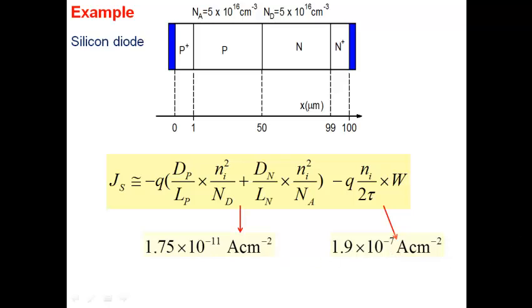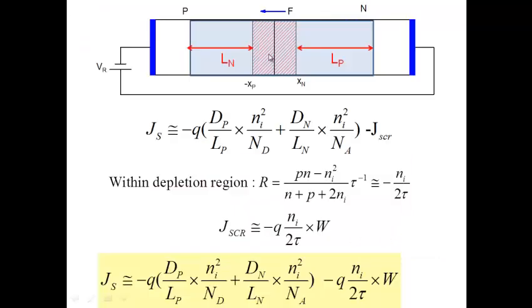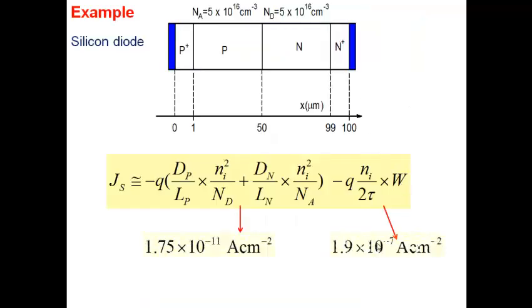Look at the numbers here. Within the depletion region, it is 1.9 times 10^-7, and 1.75 times 10^-11 here. This is 4 orders of magnitude higher, right? So most of the reverse current, where is it coming from? It's all coming from here, all coming from the depletion region. Carriers are getting generated here and they get separated and they give rise to the current here. So that's the dominant current: generation within the depletion region.